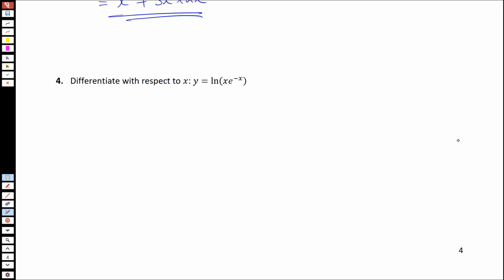For part 4, you can work out this question in two different ways. Probably the easiest way will be if you apply laws of logarithms. You know that when you have a product, you can rewrite this as y is equal to ln of x plus ln of e to power negative x.